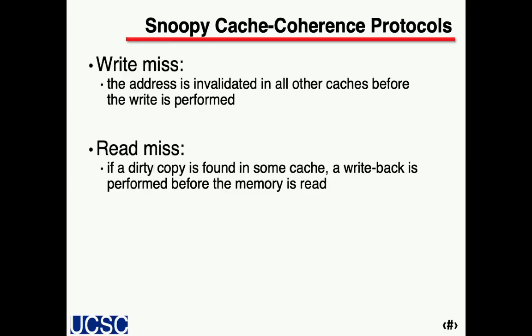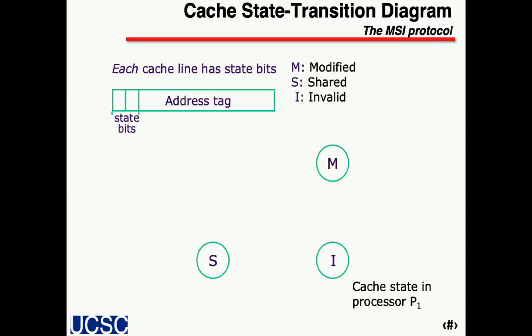Now, on a read miss, there's a few different ways to handle this. But at the end of the day, you're going to need to get a copy of that data. And we'll see that sometimes that data will be dirty in another cache, or sometimes it'll be in memory. But either way, you need to get the data from them. So let's put this all together into an example coherence protocol.